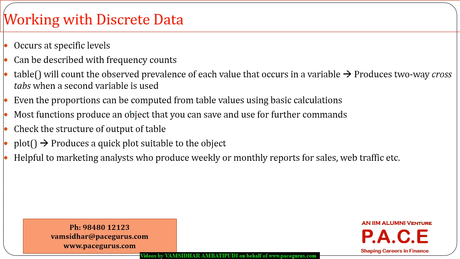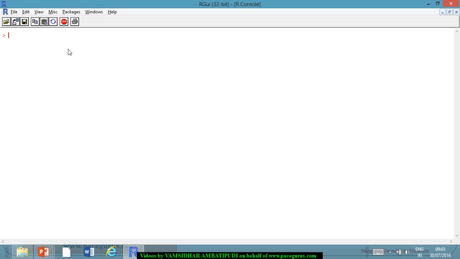So whenever we talk about a discrete data, it is those values which occur at specific levels. Let me take one data directly. One of the spreadsheets that is there on my system, I'll try to take it into R. So I'll call that as sales. I'll do a read.csv. I have to give the path on my system. Let me give the path.